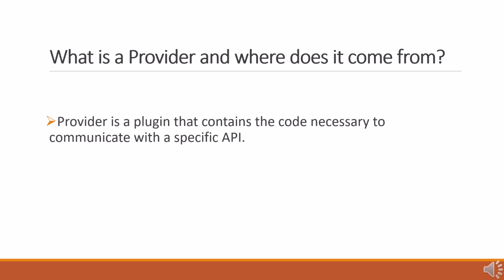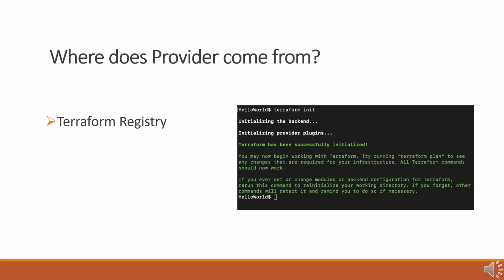A provider is a plugin that contains the code necessary to communicate with a specific API, whether it's AWS, Google Cloud, Kubernetes, or even GitHub. But where do they come from? They are pulled from the Terraform registry. When you run Terraform init, Terraform looks at your code, sees which providers you have declared, and downloads the necessary binaries into a hidden folder called .terraform.